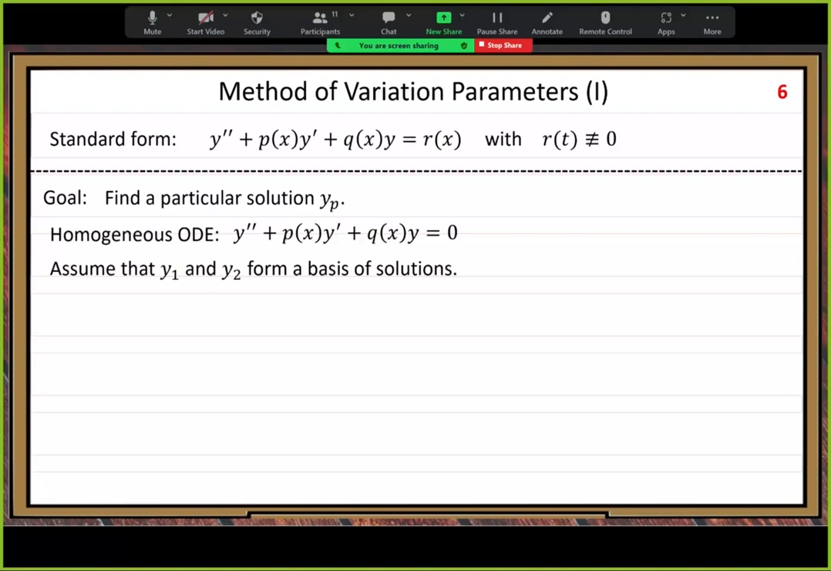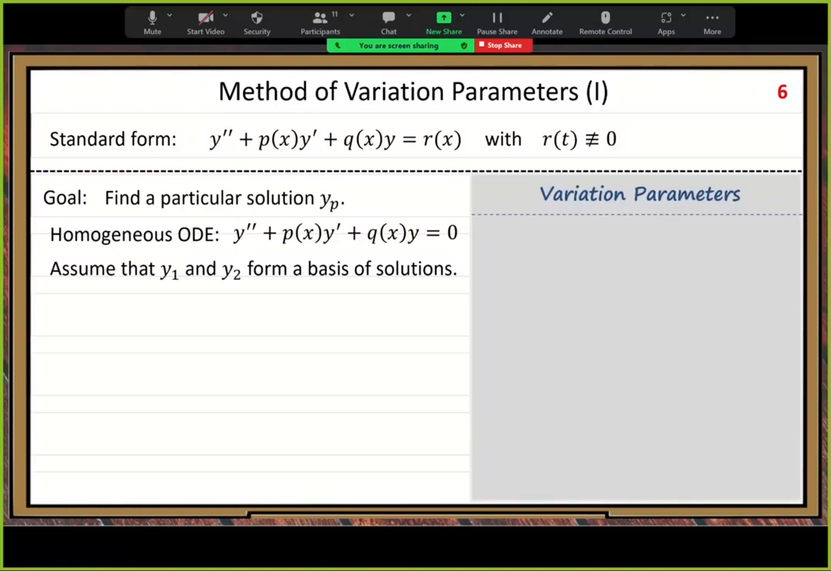If we don't have y1, y2, then this method does not work. But if you have the y1, y2 solution, then it must work, because the formula is there. We will get the formula.